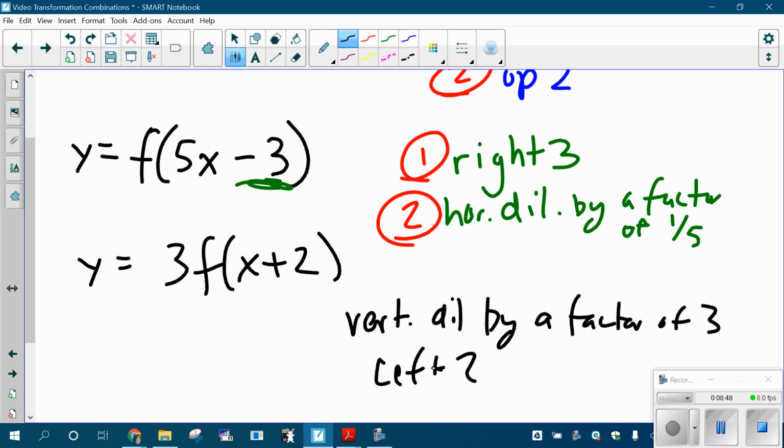It doesn't matter. Why does it not matter? You're like, I thought you just got done saying all the transformation order stuff matters. It doesn't matter because one's vertical and one's horizontal. So you could do it in that order. You could do it in this order. It doesn't matter.